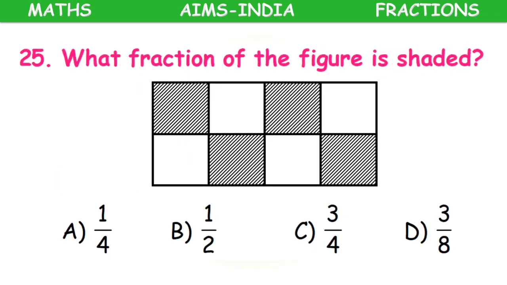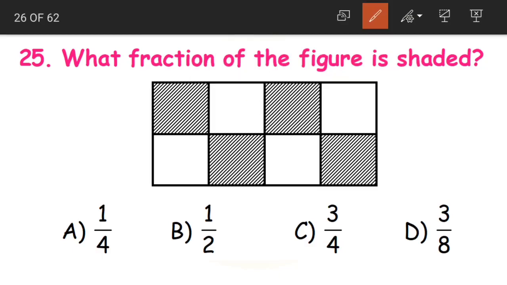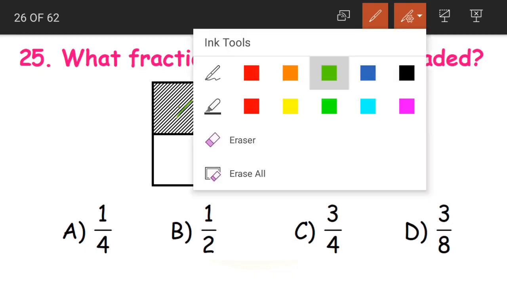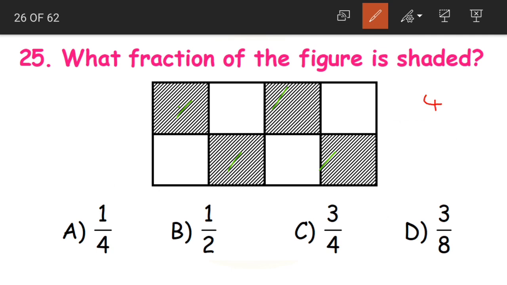Next, what fraction of the figure is shaded? Now it's very easy. First let us count the total number of shaded parts. 1, 2, 3, 4. So 4 divided by, what is the total number of parts in the figure, children? 1, 2, 3, 4, 5, 6, 7, 8. So 4 by 8 is our fraction for the shaded part.